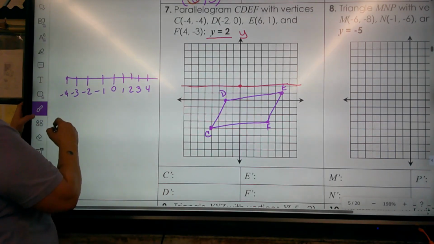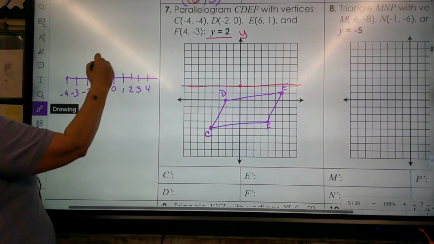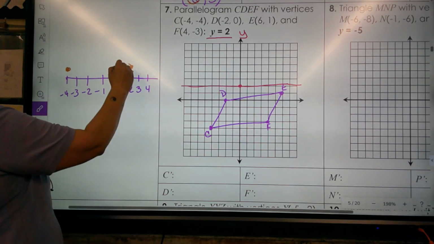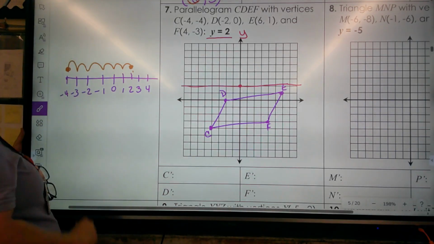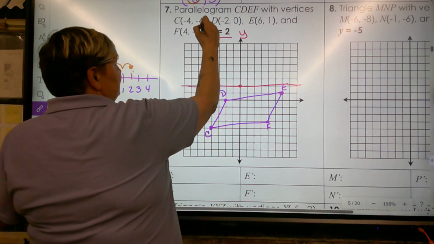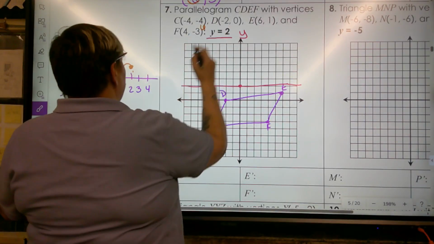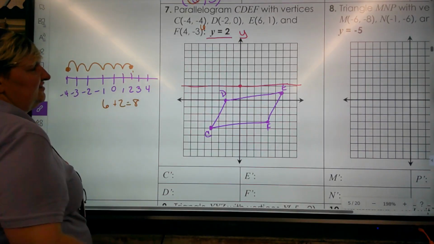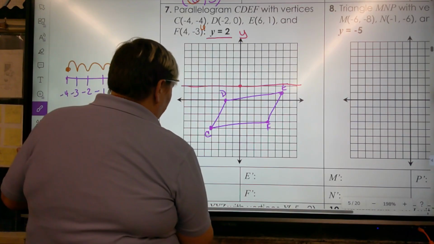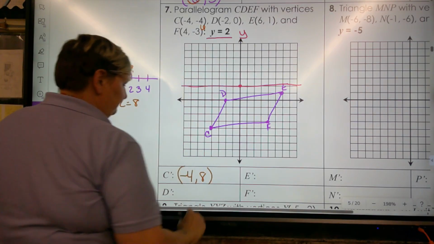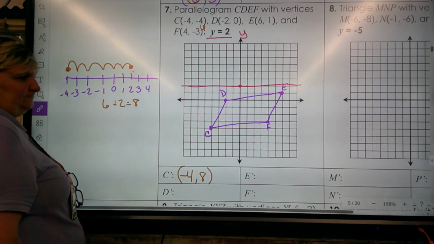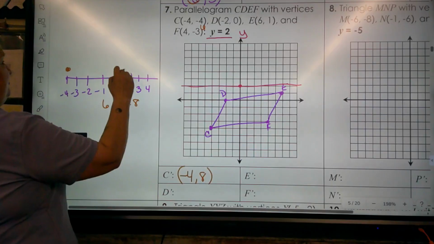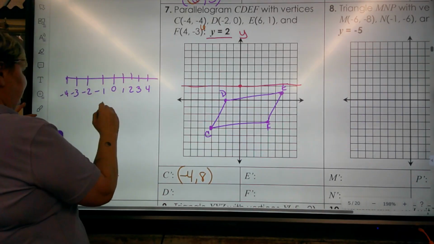Alright, so the distance between 2 and -4 is 1, 2, 3, 4, 5, 6 spaces. The distance is 6. 6 plus 2 is 8. So it's going to be -4, 8 for C prime. I know, it's a little complicated, but that's okay. You can do the number line in your head after you've had some practice.